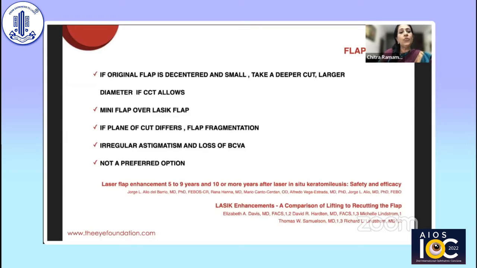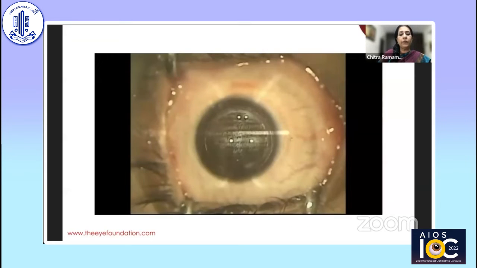Now, supposing the original flap is decentered or small, then you could take a deeper cut, a little larger diameter, if the corneal thickness allows. You could do a mini flap over a LASIK flap if the LASIK flap was very thick, but these are more theoretical discussions. What we also need to remember is that if the plane of cut differs, there could be fragmentation, irregular astigmatism, and it's actually not a preferred option.